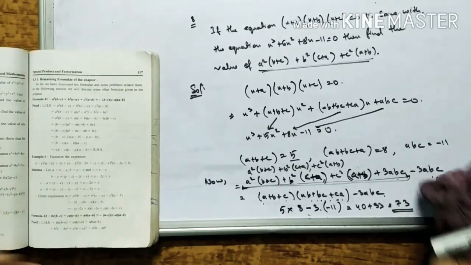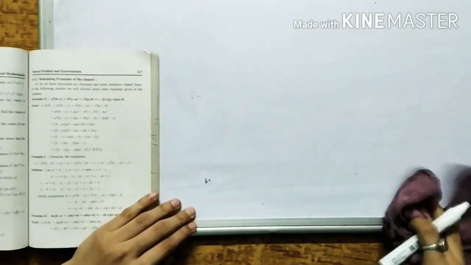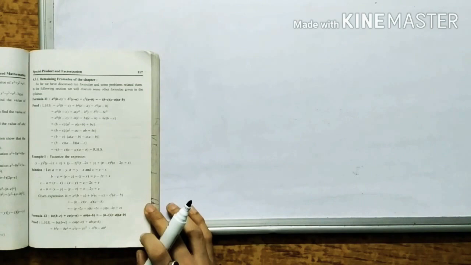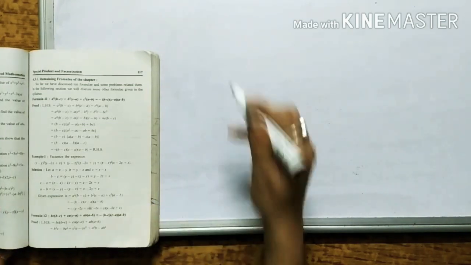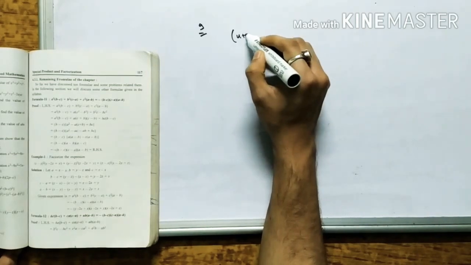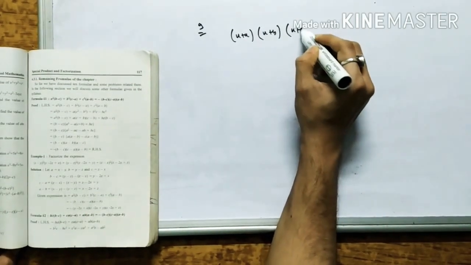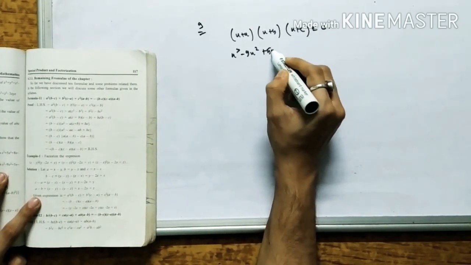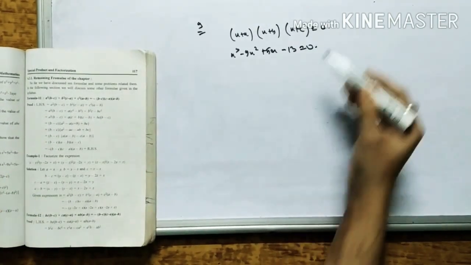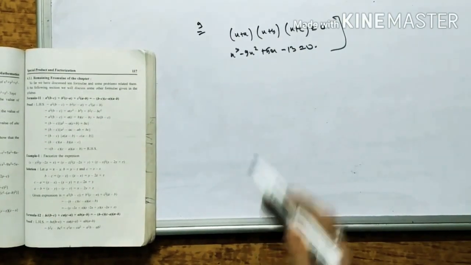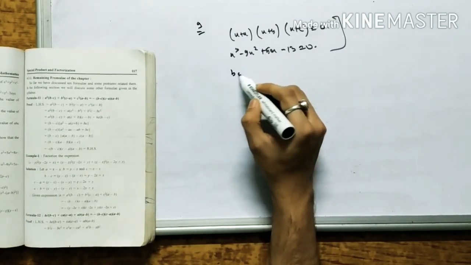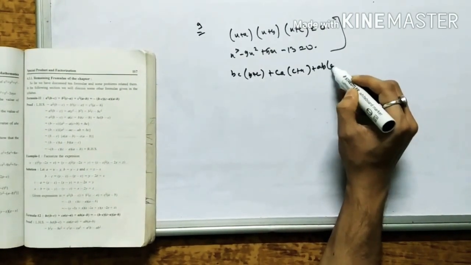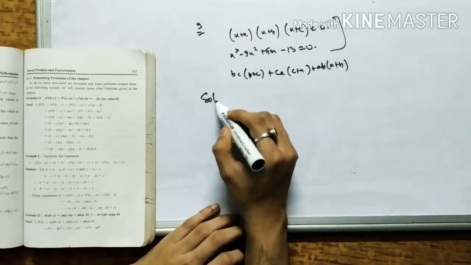Now next I will go to question number 9. Question number 9 is the same. It says that (x + a)(x + b)(x + c) equals 0, and there is another equation, x cube minus 9x square plus 5x minus 13 equals 0. These two equations are the same. I have to find the value of bc (b + c) plus ca (c + a) plus ab (a + b). No problem, so this is the solution.